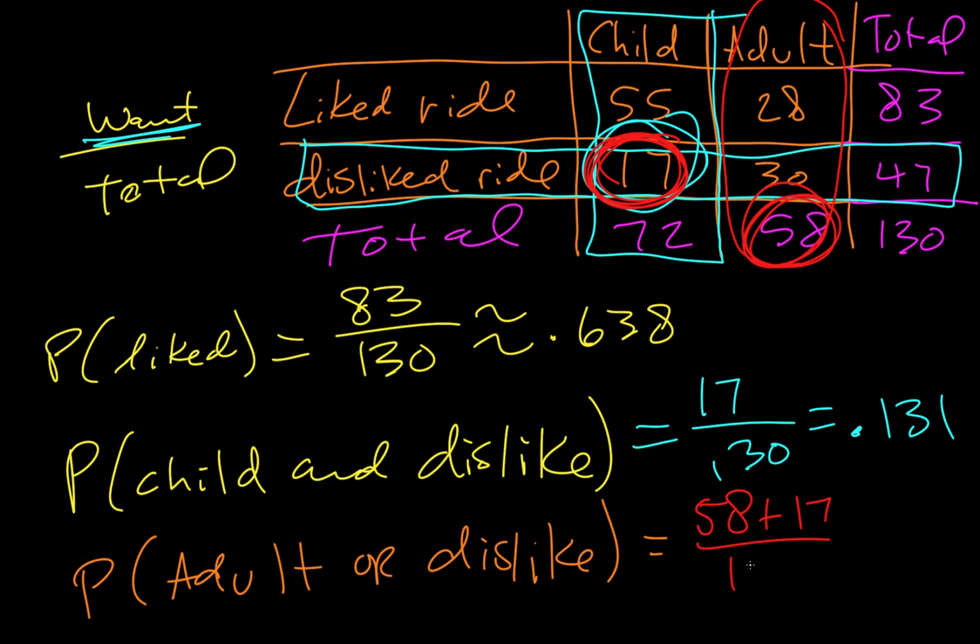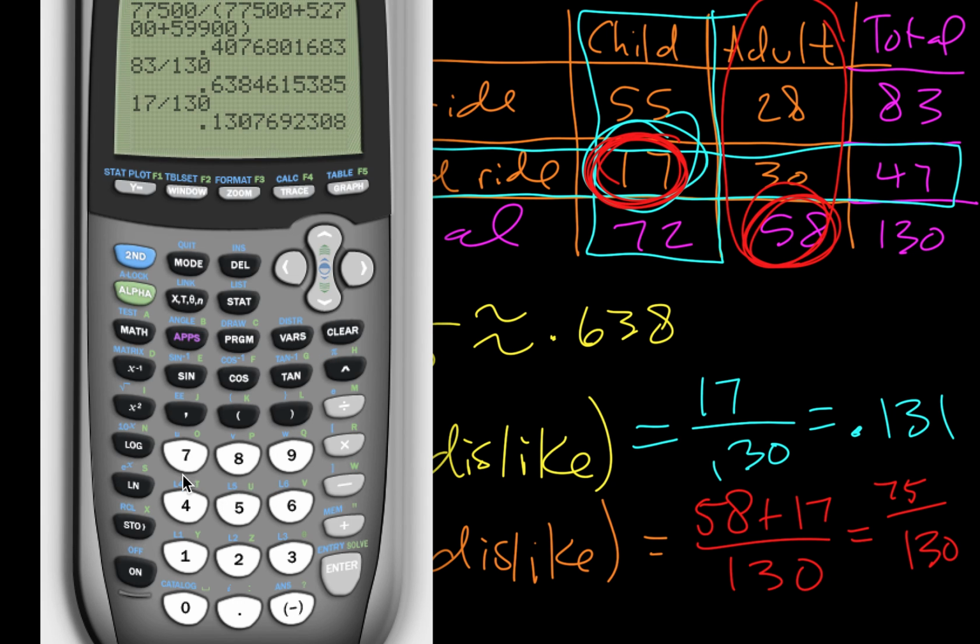And then we put it over our total. So if we add those together, we'll get 50, 60, 75. And then we go to our calculator, 75 divided by 130. And we get, to 3 significant figures, 0.577.